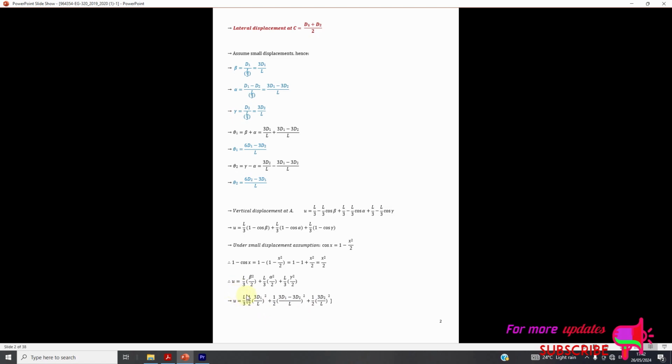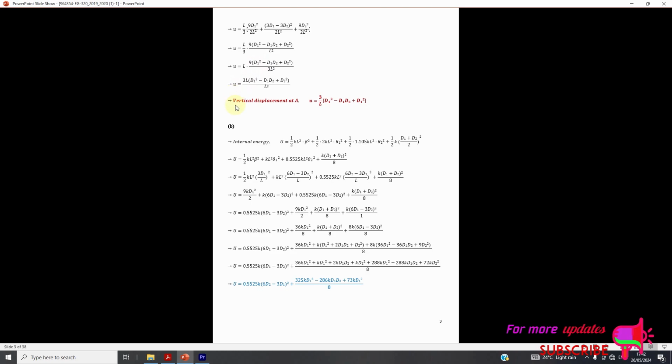Now u, the displacement, will be equal to, if you do the substitution here, L over 3 into angle beta squared over 2 plus L over 3 into angle alpha squared over 2 plus L over 3 into angle phi squared over 2. Now if you do the substitution, you will arrive at the vertical displacement at A, u, is equal to 3L into d1 squared minus d1 times d2 plus d2 squared.